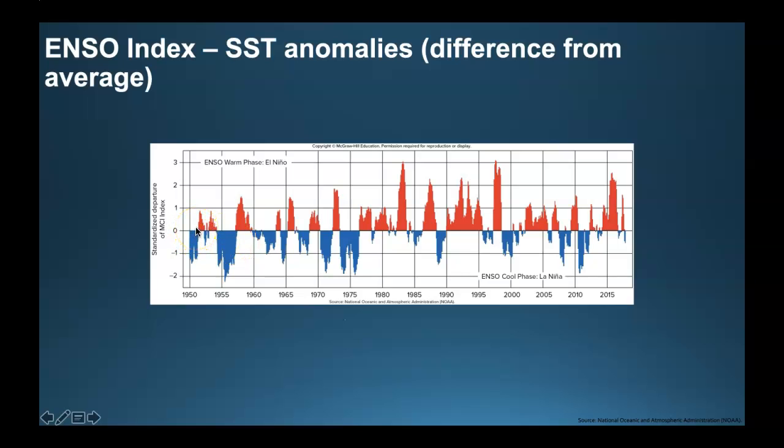And the El Ninos are the ones in red, and the La Ninas, the cool phase, are the ones in blue along the bottom. So more recently, there's been more El Nino happening.